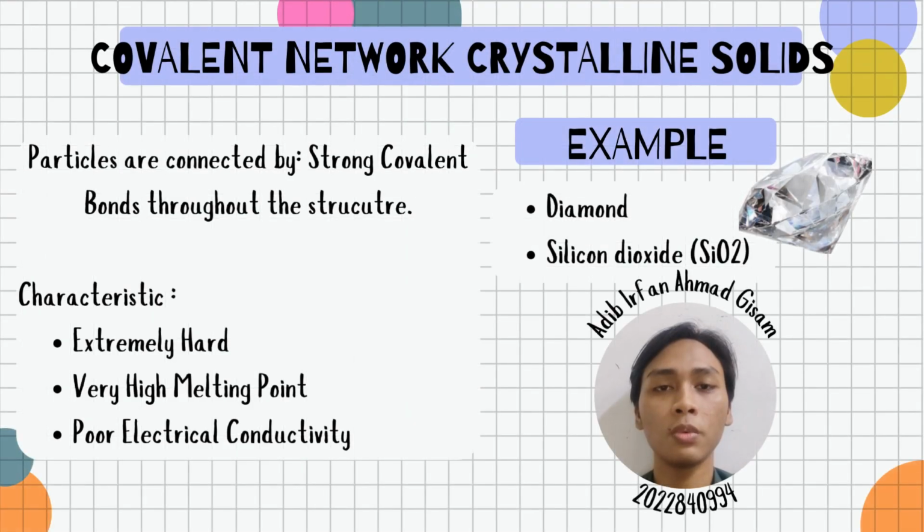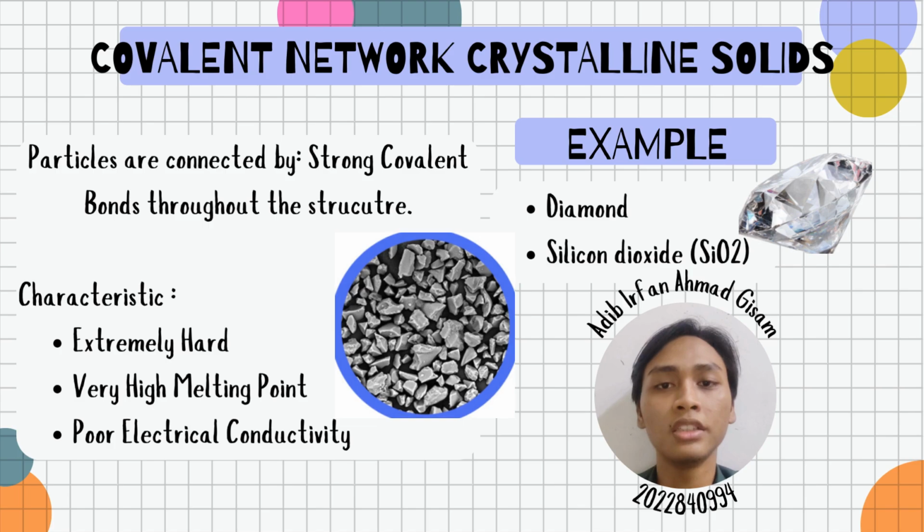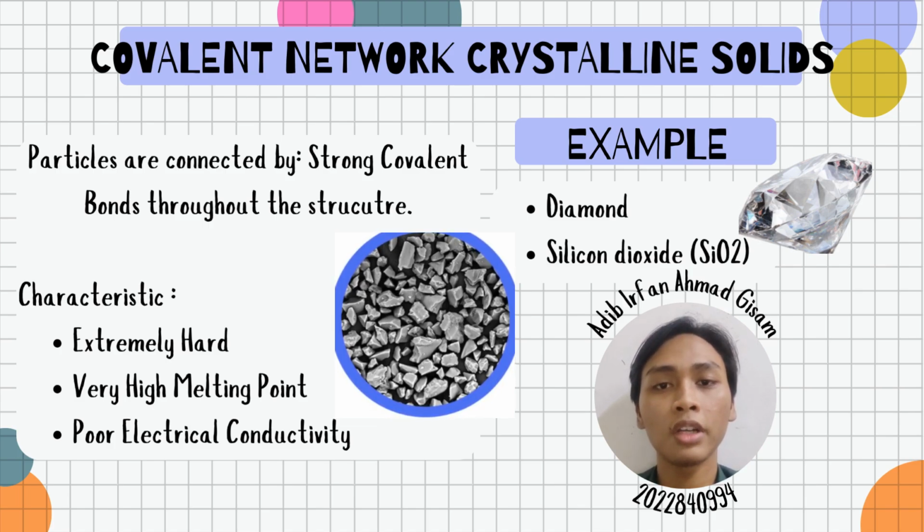Next, we have a covalent network crystalline solid. In this type of crystalline solid, atoms are connected by strong covalent bonds throughout the entire structure, forming a large network. Due to this strong bond, covalent network solids are extremely hard and have a very high melting point. However, they are very poor conductors of electricity. Examples include diamond and silicon dioxide, also known as quartz.